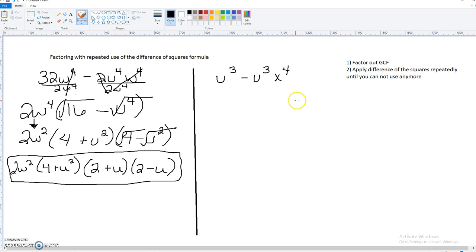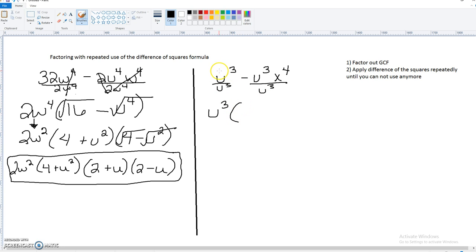So now let's look over here at this one. This one doesn't seem to have a whole lot, and that's why it could be a little bit more confusing. So if we look at both terms, what we can factor out is u cubed. So I'm going to write this here so that way we can see.